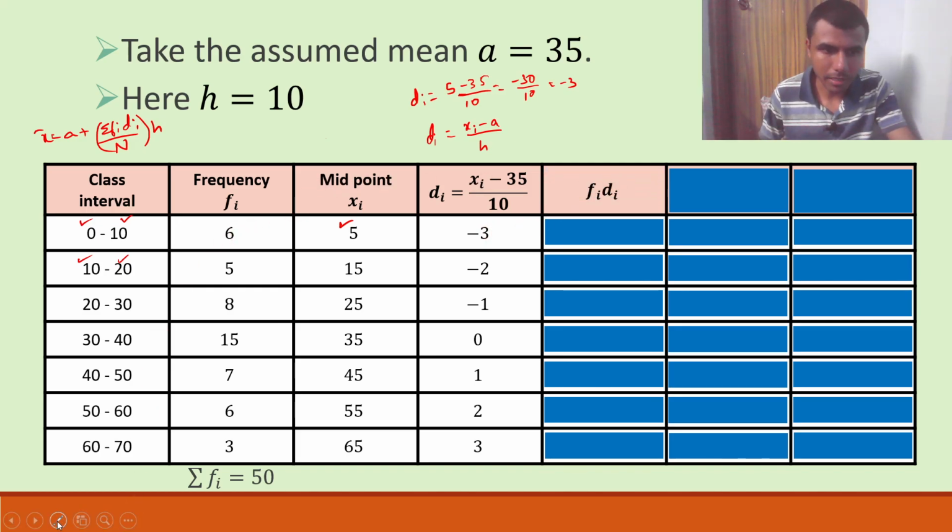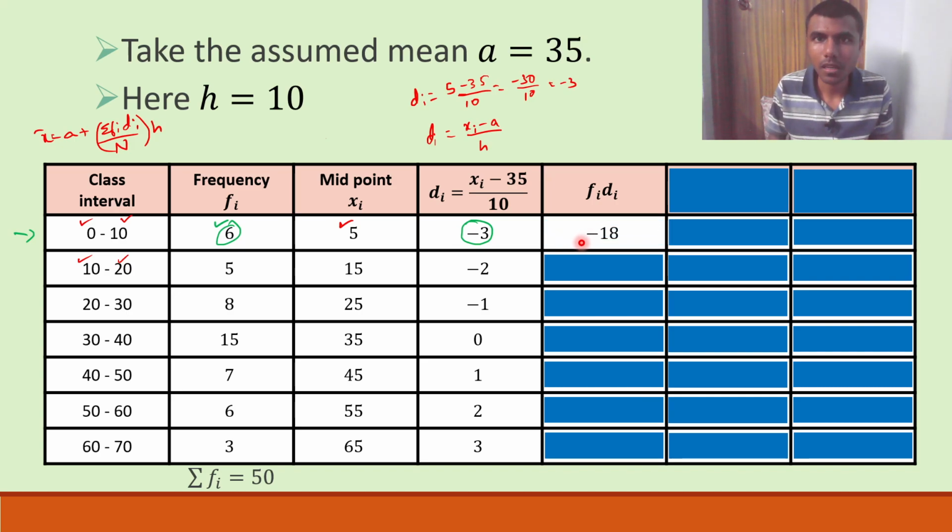Let me use some different colors so that it will be easy. For the first row, fi is 6 and di is minus 3. So what is 6 into minus 3? Minus 18. So that's why I get here minus 18. I'm going slowly, so if you feel I'm going slow, you can increase the video speed a bit. Next, for the second row, 5 into minus 2. What is 5 into minus 2? Minus 10.